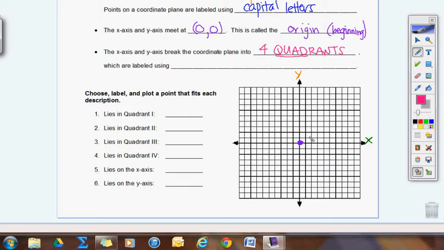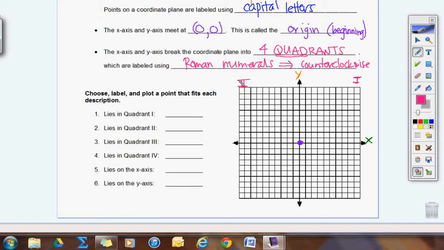To the right I would have positive x's, and then up I would have positive y's. This is where we have the first quadrant, and we call that quadrant 1, but we always label the quadrants using Roman numerals. Okay? And then we rotate counterclockwise when we're labeling those quadrants. So this is quadrant 1 in the upper right. And then rotating counterclockwise, the opposite of the way a clock goes, this would be quadrant 2.